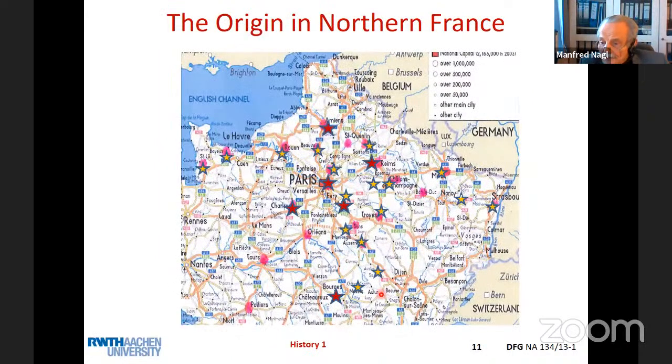Here we see a picture of France, and the famous churches are in a circle with a diameter of about 200, 300 kilometers around Paris. I'm not going into these many details.